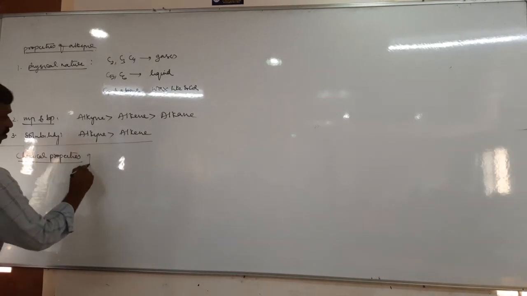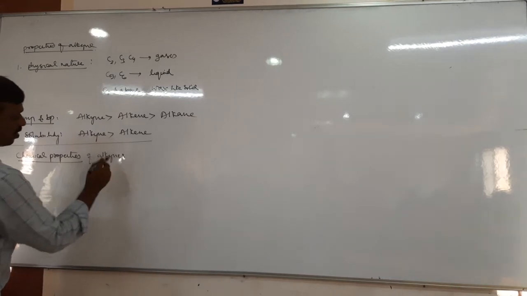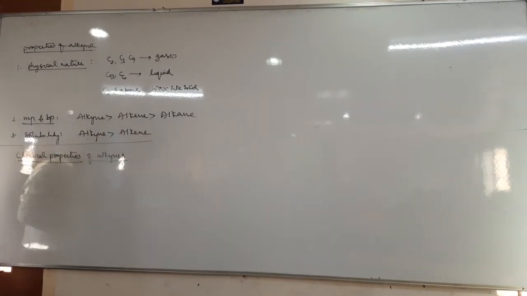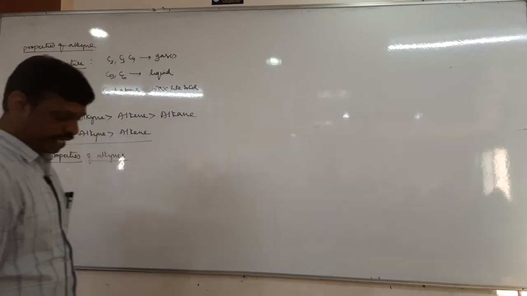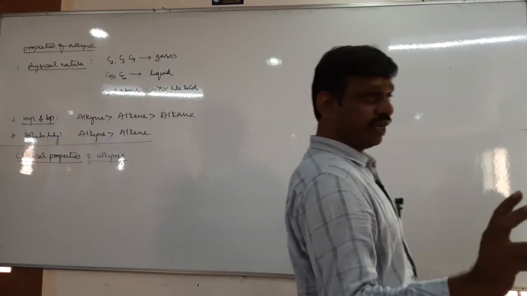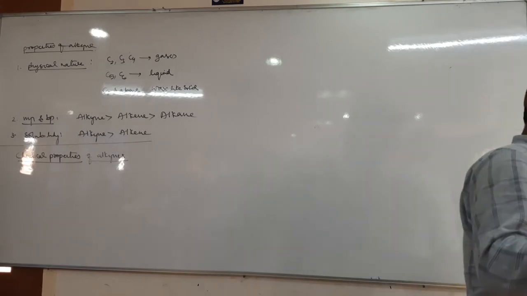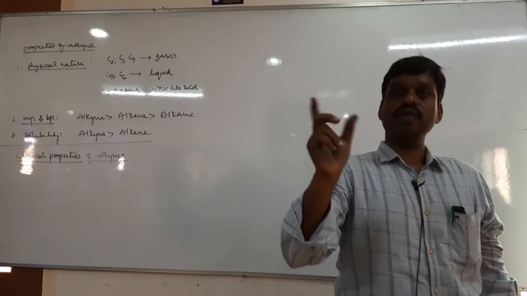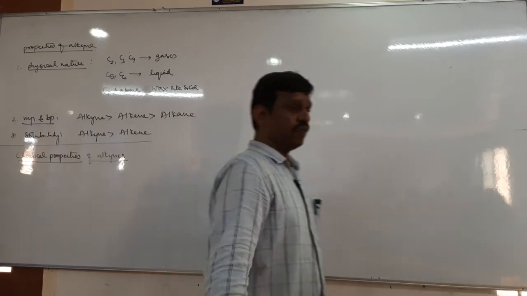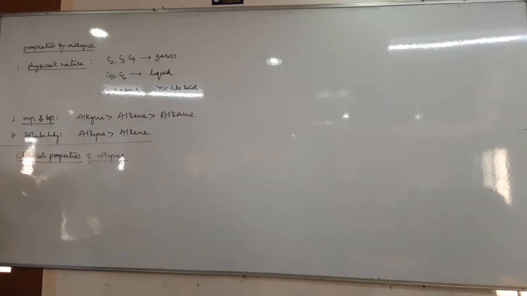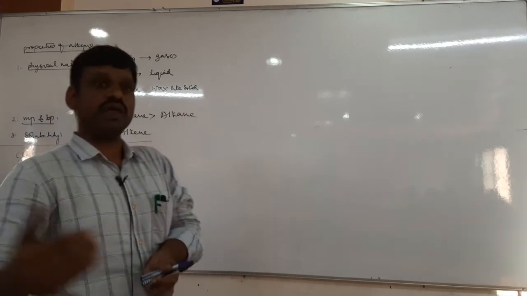Chemical properties of alkynes. Right, see, chemical properties of alkane we have studied, alkene we have studied. The chemical properties of alkyne are similar to alkene because of the carbon-carbon multiple bond. So alkynes can undergo two types of chemical reactions, due to two reasons. One, chemical properties due to presence of acidic hydrogen. Because alkynes have acidic hydrogen, they can undergo particular reactions.